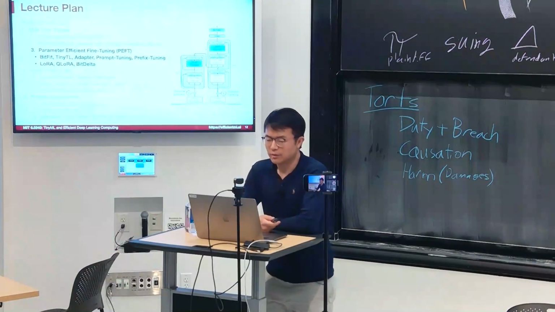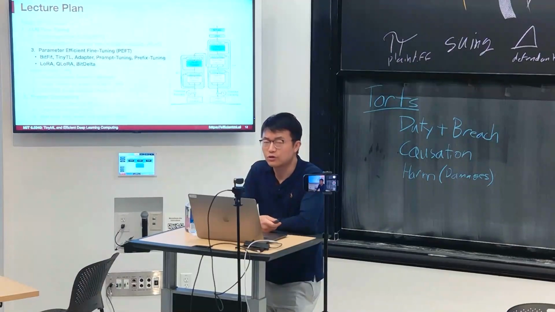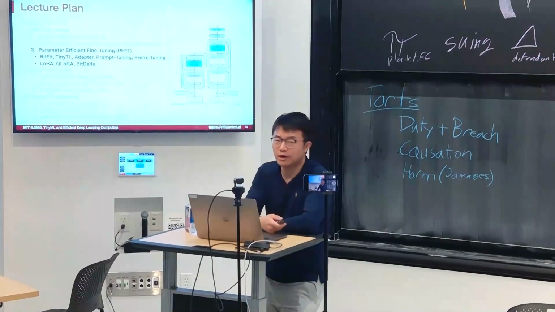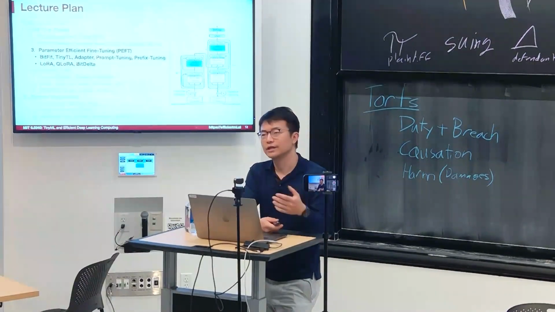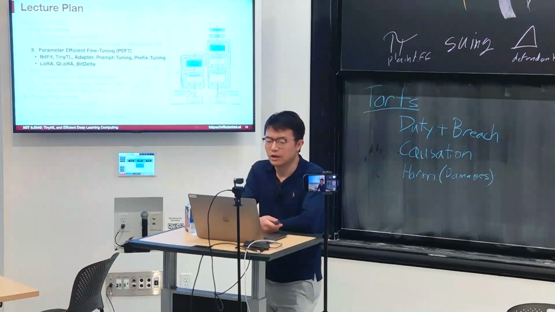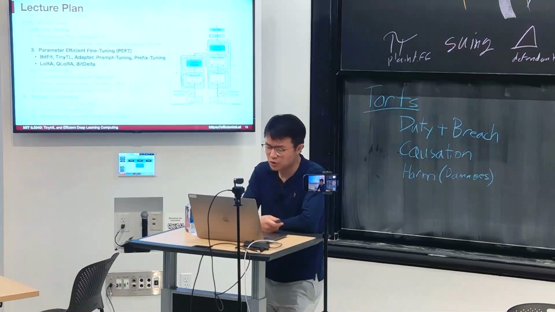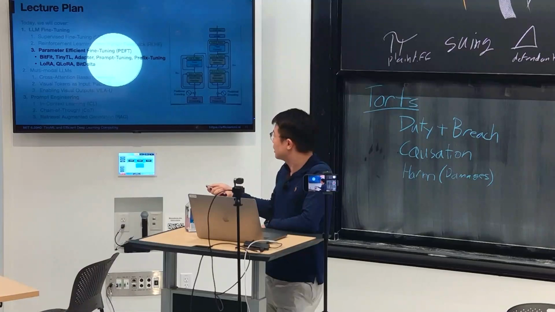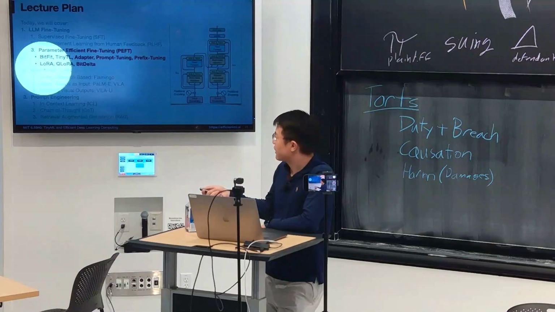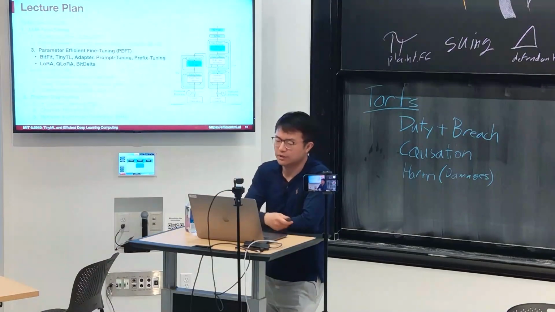Now let's talk about parameter efficient fine-tuning. Fine-tuning a large language model is pretty expensive. Whether it is RLHF or DPO, you need to tune those parameters, and there are a lot of such parameters, resulting in a pretty large gradient and a pretty large optimizer state. So we want to minimize the amount of parameters we fine-tune to save memory and communication. We'll talk about several techniques: BitFit, TinyTL, adapter, prompt tuning, prefix tuning, and adding a bypass with LoRA, QLoRA, and BitDelta, etc.